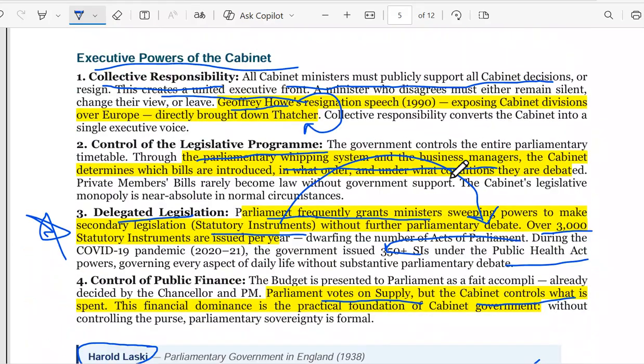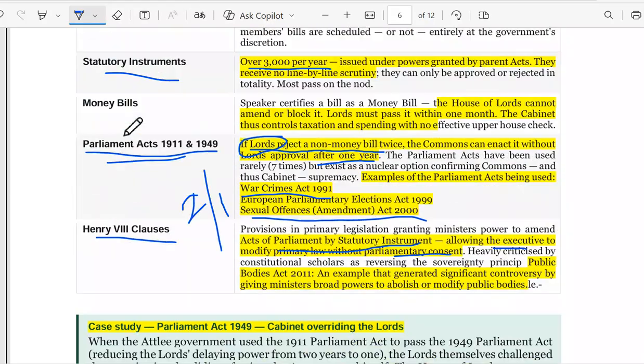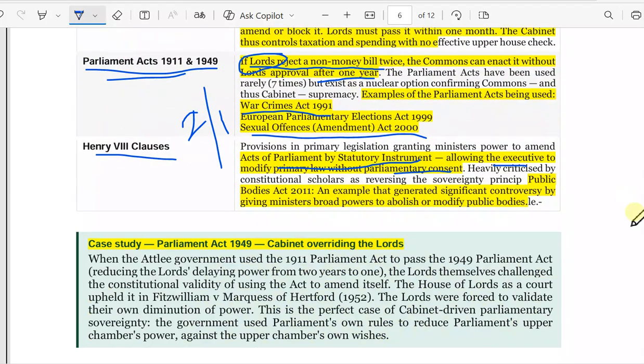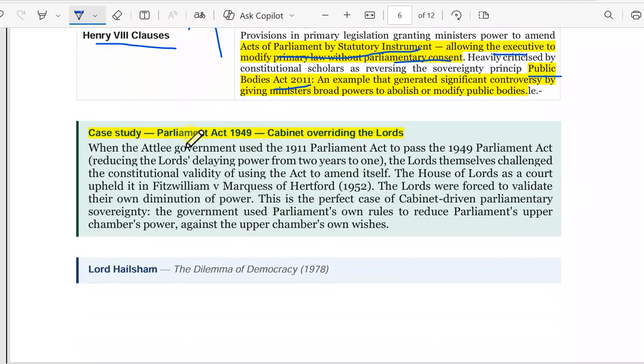I think that I have discussed this in the delegated legislature. But okay, there are some examples like the Public Bodies Act of 2011. Moving on, yes, the Parliament Act 1949, it's almost the same.